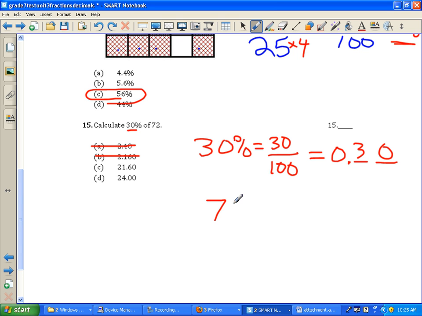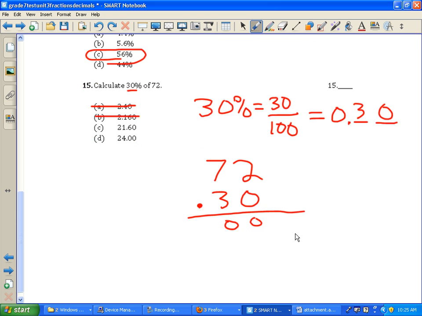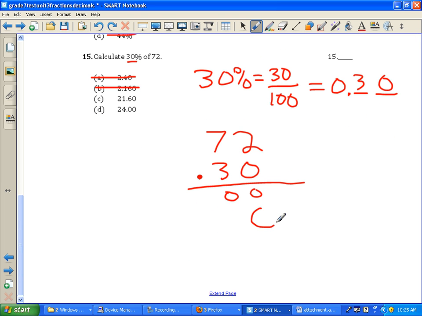We want 72 and we want 30% of it. So let's go decimal 30 times 72. We're going to ignore the decimal right now. And we're going 0 times 2. Well, that's going to give you 0. 0 times 7 is going to give you 0. So that was not much point. So you could have just started by adding a 0. 3 times 2 is 6. 3 times 7 is 21. We add that up, and it's the same thing.